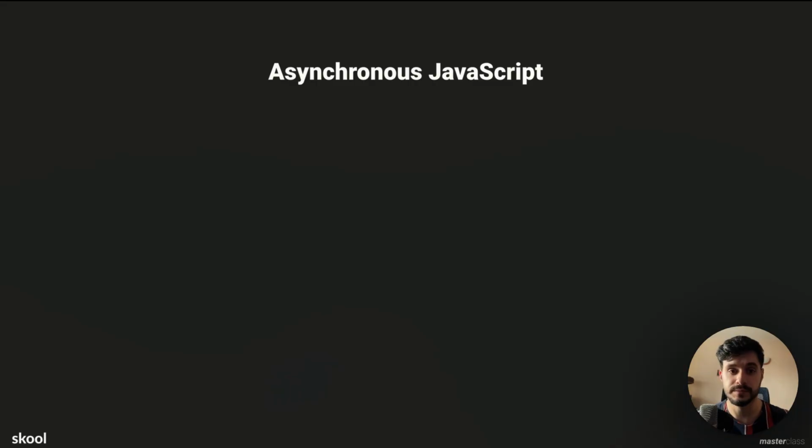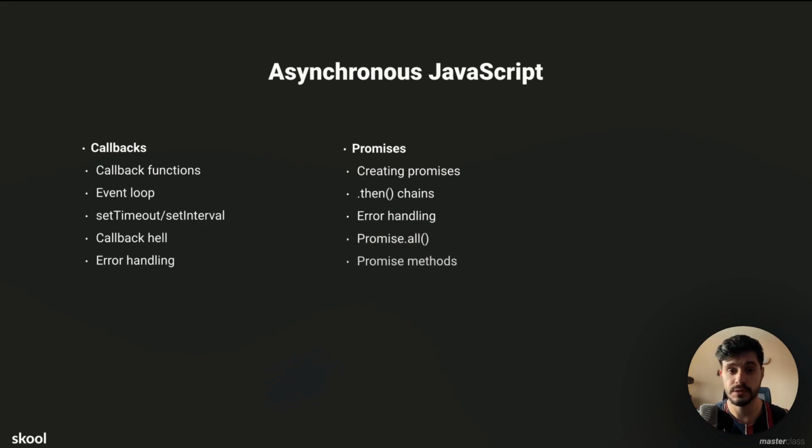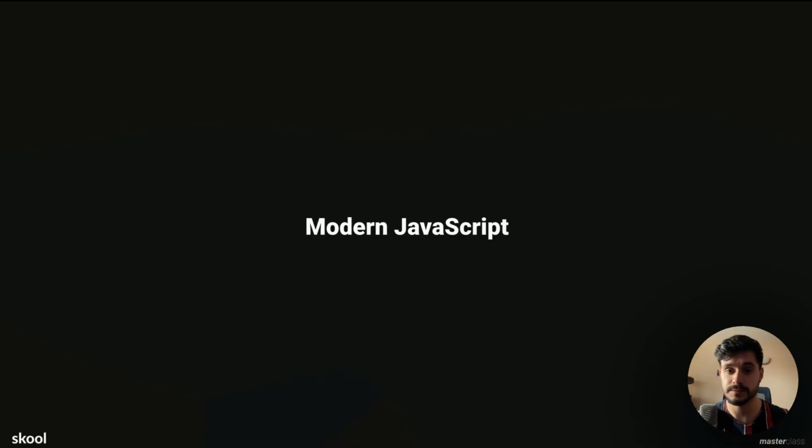Asynchronous JavaScript: callbacks, callback functions, event loop, setTimeout, setInterval, callback hell, error handling. Promises: creating promises, then chain, error handling, Promise.all, promise methods. Async await: async functions, await keyword, error handling again, parallel execution.